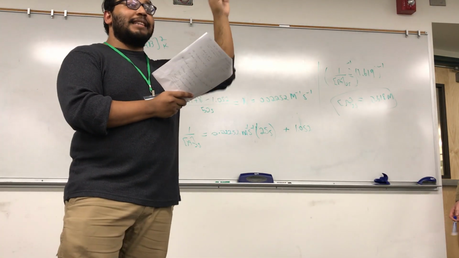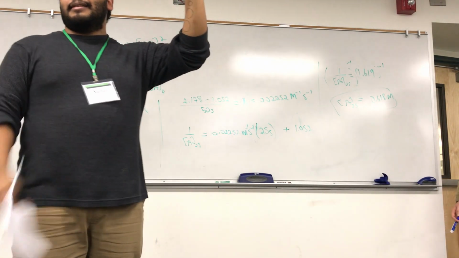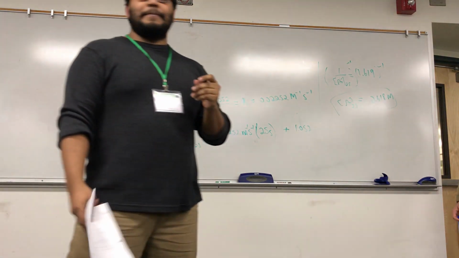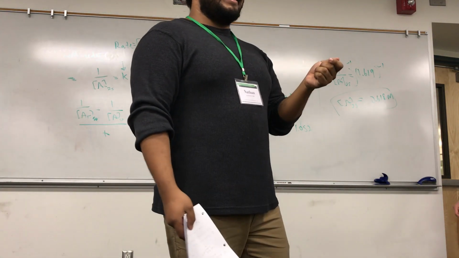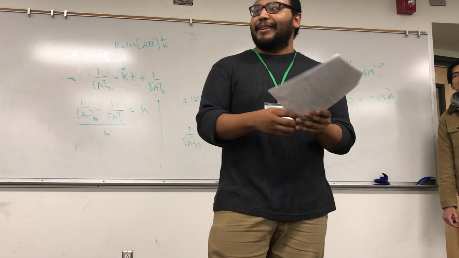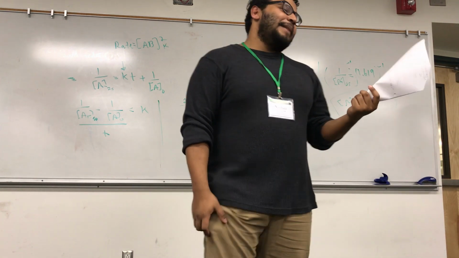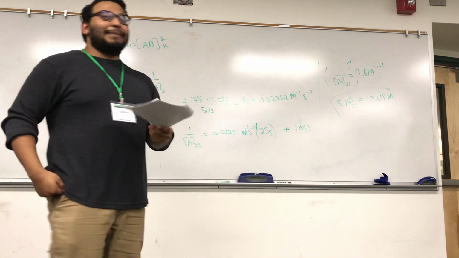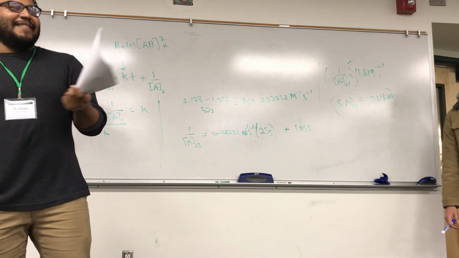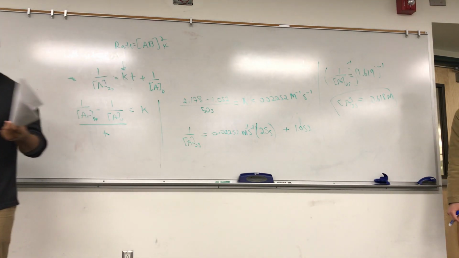If you want to prove second order, that's 1/A. Don't assume, right? You can kind of guess, and hopefully you're lucky. Otherwise, you're going to apply like 3 different graphs. It's kind of a pain. So maybe use your best guess. It's probably not going to be zero, so maybe do that one last.